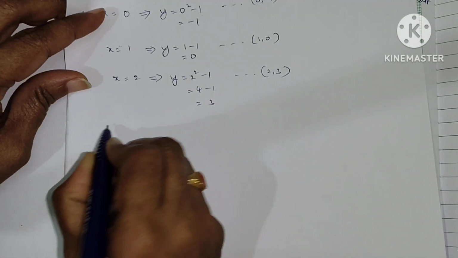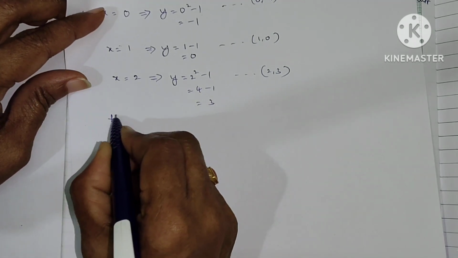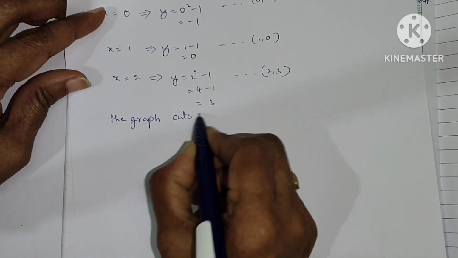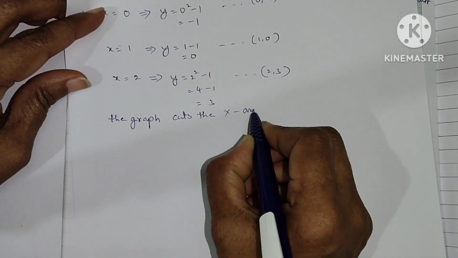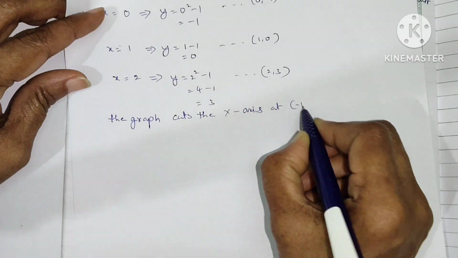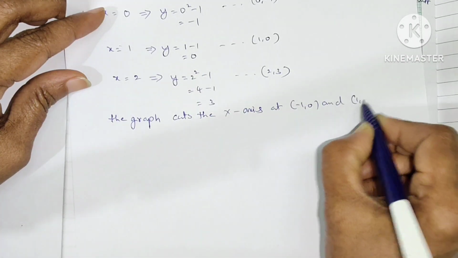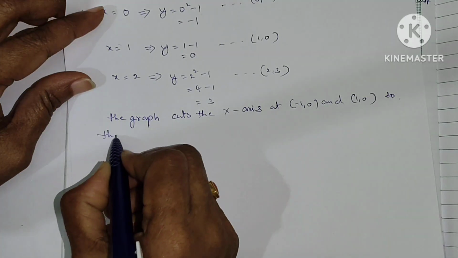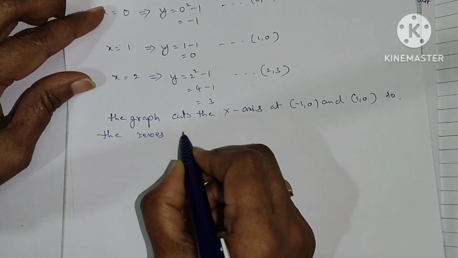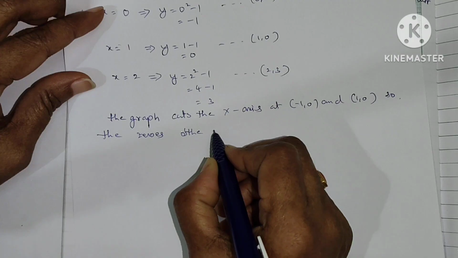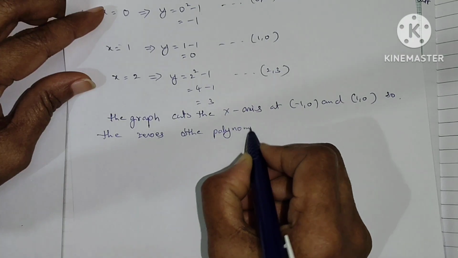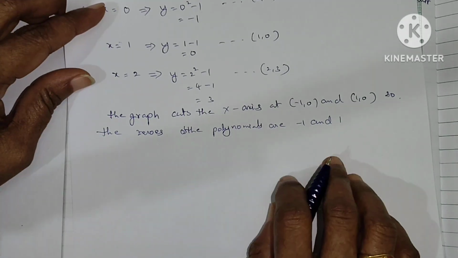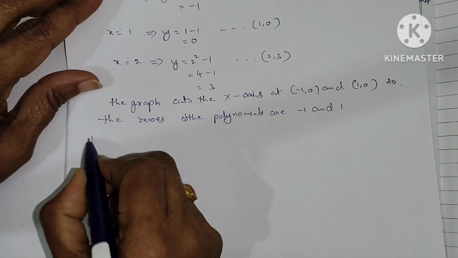So we observe that the given graph cuts the x-axis at -1 comma 0 and 1 comma 0. So the zeros of the polynomial are -1 and 1. So these are the zeros of the polynomial. So, justification.